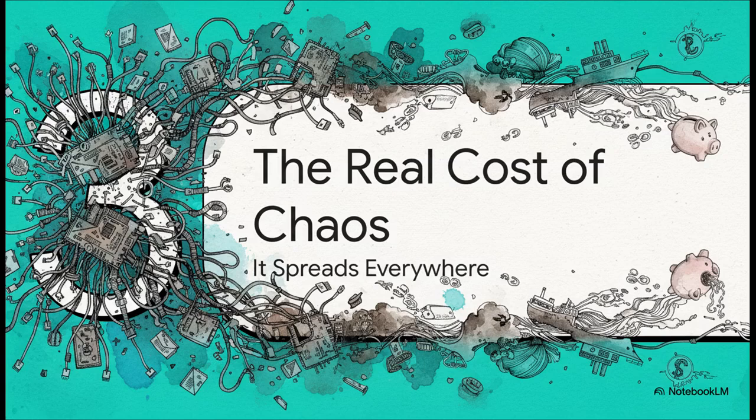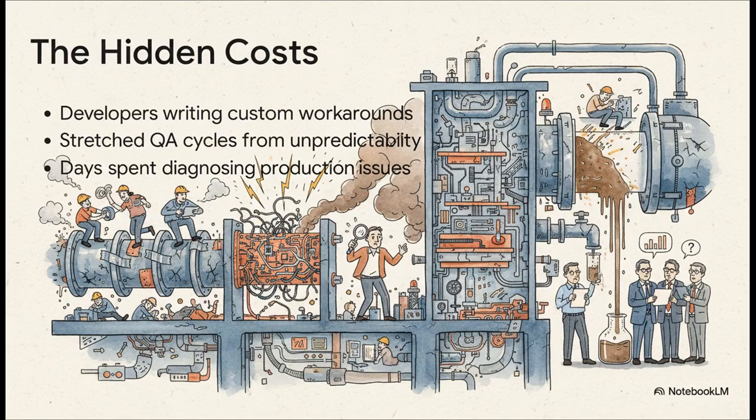And all this chaos, it's not just some technical headache for the IT team. Oh no, it comes with a very real, very high price tag that quietly bleeds resources from the entire company. These hidden costs, they are brutal. You've got developers wasting endless hours just building one-off connectors and clunky workarounds. Your QA cycles get stretched to the breaking point because nothing is predictable. You can't get access to real-time data when you need it. And maybe worst of all, when something inevitably breaks in production, your best people are stuck spending days, not hours, but days, hunting down a problem that was caused by a bad blueprint to begin with.